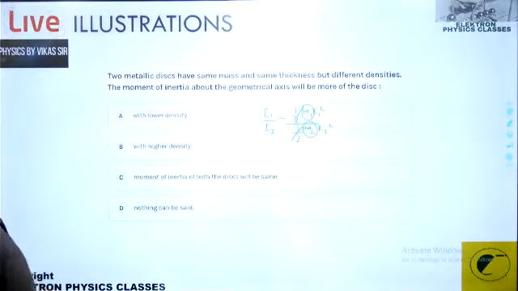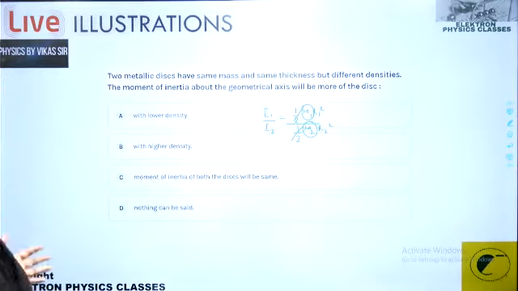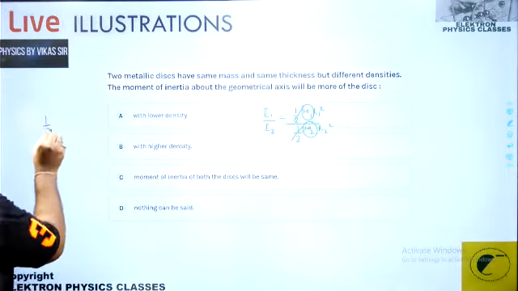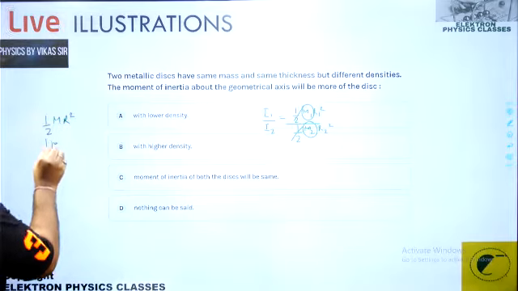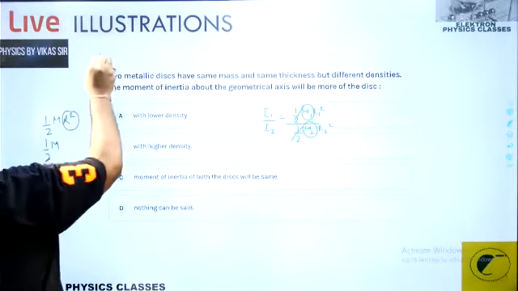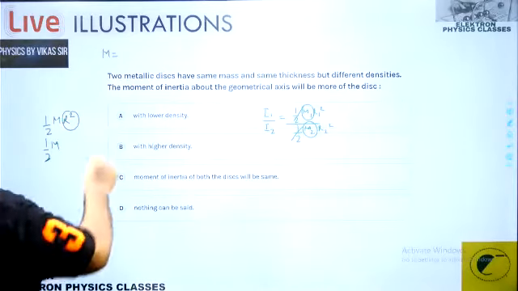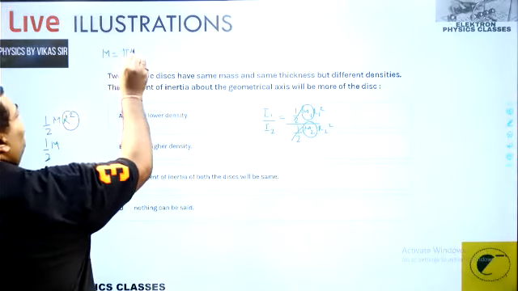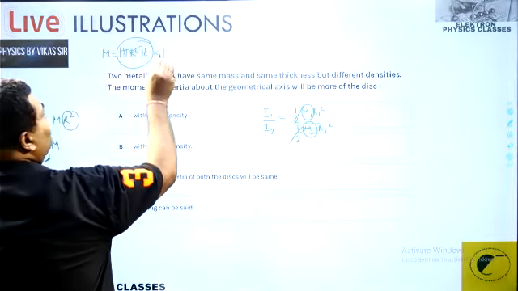What do you have to convert? Mass is the same, so the radius has to be converted. We have half m r square as the moment of inertia, so I need to convert the radius. I have the mass equal to volume into density. So that is equal to pi r square as the area into thickness as the volume, into the density as rho.